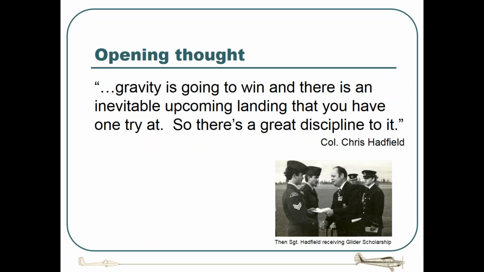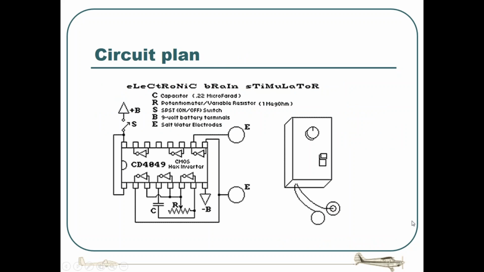Thought I'd start off with this opening quote from Colonel Chris Hadfield. This is pulled from an upcoming article in Free Flight where we interviewed him about his flying experience, and we talked about how he got his start with air cadets. Gravity is going to win, and there's an inevitable upcoming landing that you have one try at. There's a great discipline to it. So, when we're thinking about circuit planning, we really want to make sure that we've thought that through, we've planned it ahead, and we're ready for that upcoming approach.